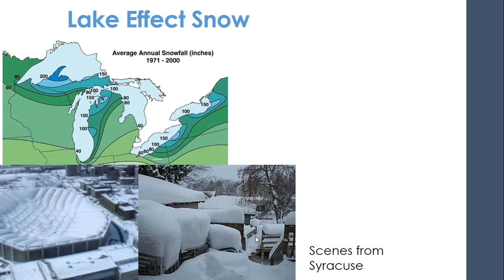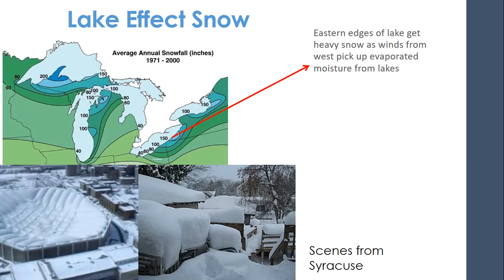But pretty significant snowfall can happen in upstate New York near Syracuse, because you get that moisture that's coming off of the Great Lakes and then rising when it gets over land, and then it's already really cold, so it's resulting in snow. So the eastern edges of the lakes get heavy snow as the winds from the west pick up evaporated moisture from the lakes. So Syracuse, New York, for the vast majority of the winter has some type of snow on it.